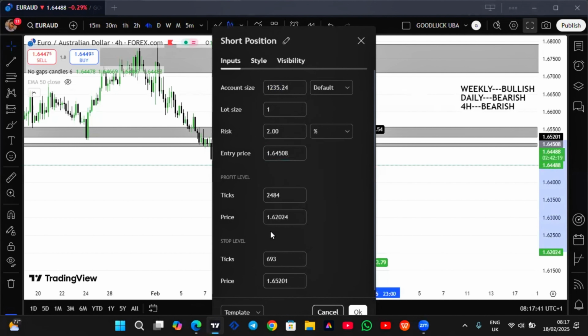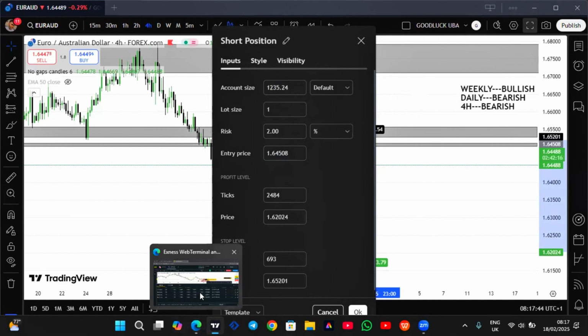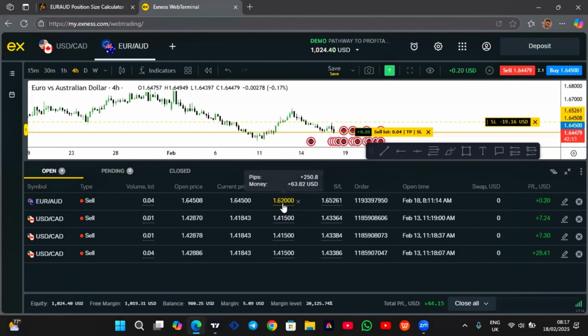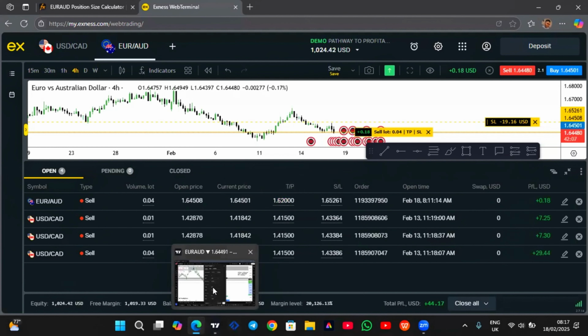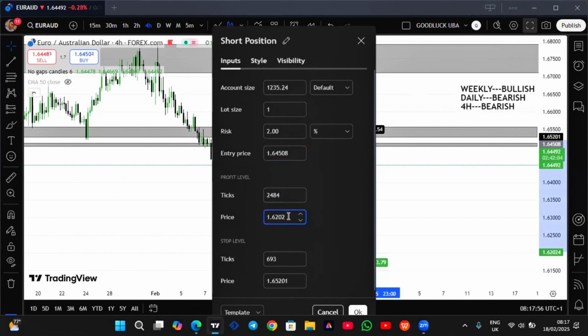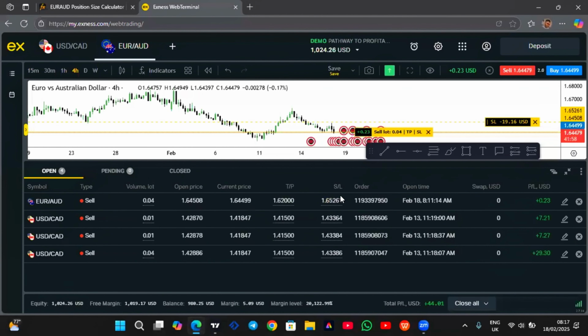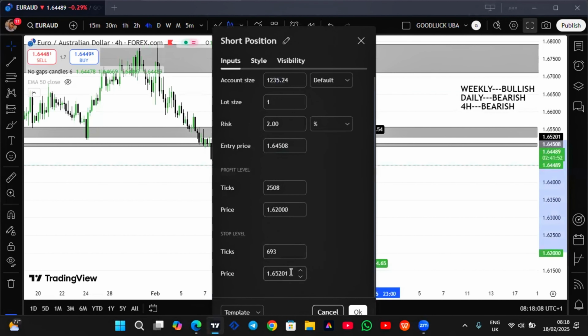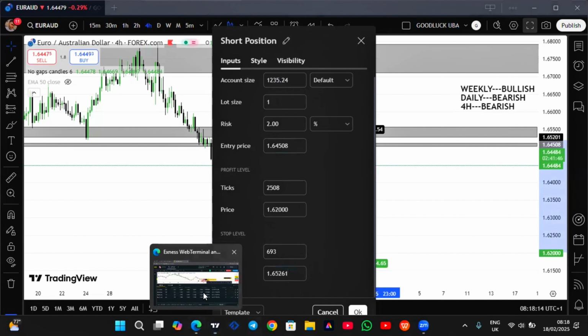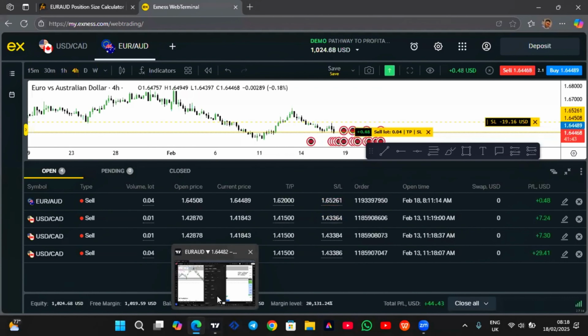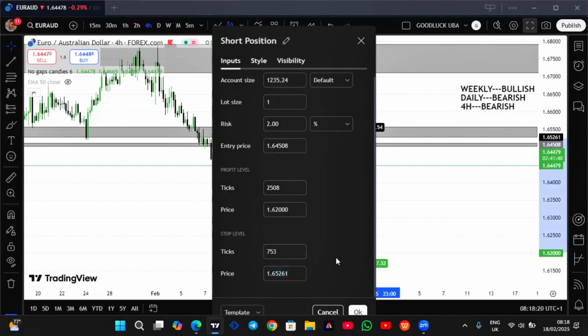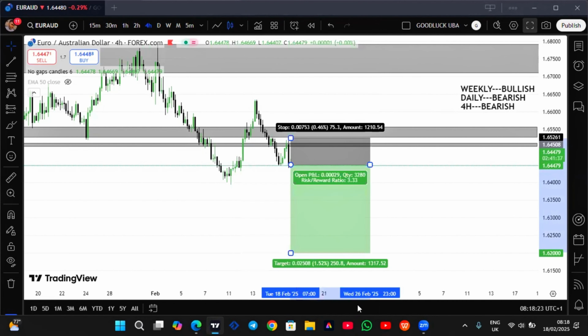Then my profit target here is 1.62000. I'll go ahead here and edit it. It's different. I'll edit it to 1.62000. Then my stop loss here is 1.65261. I'll go ahead and edit stop loss to 1.65261, right? Is it 261 we saw? Yeah, 261. 1.65261. Perfect. So now I'll click on done.